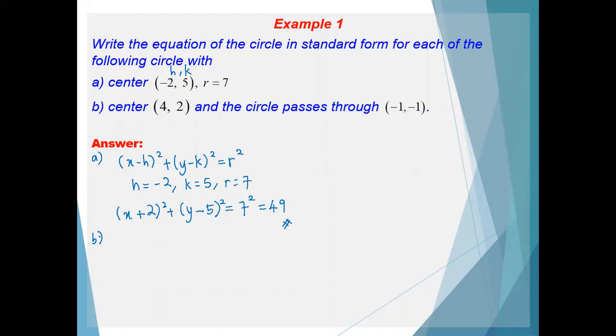Write the equation of the circle in the standard form, okay, with a center at 4, 2, and the circle passing through -1, -1. Okay, apa maksud dia? Ini balik-balik kepada, we go back to, okay, the lesson of last week, okay, week 1. This one is a pass through a point -1, -1.